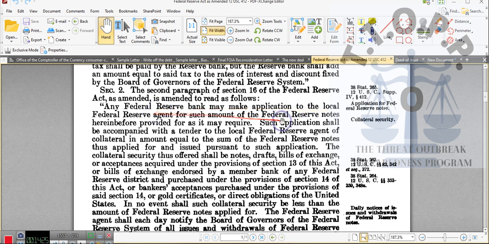To the local. See, the. This is a positive determiner. Why? Because it's specific. Local Federal Reserve agent. Didn't say national. It said local. So it's specific. And if it had said national, that would be specific. But if it had said any Federal Reserve agent, then that would not be specific.